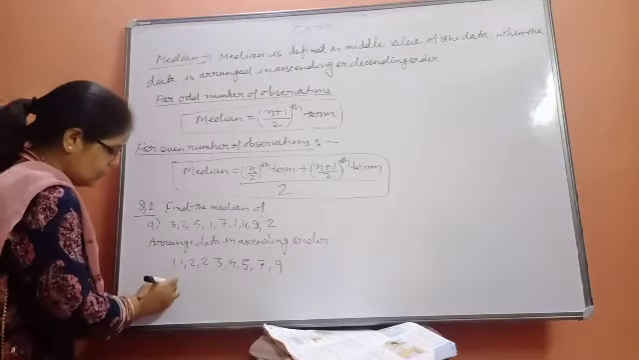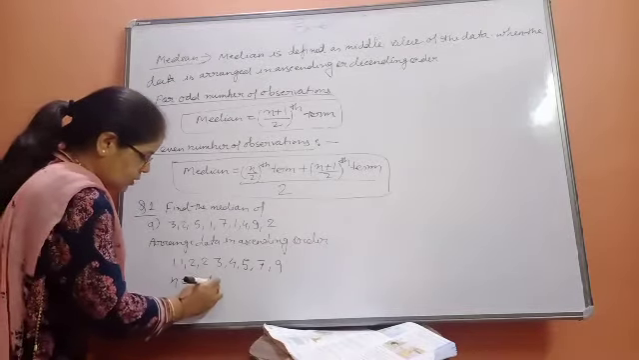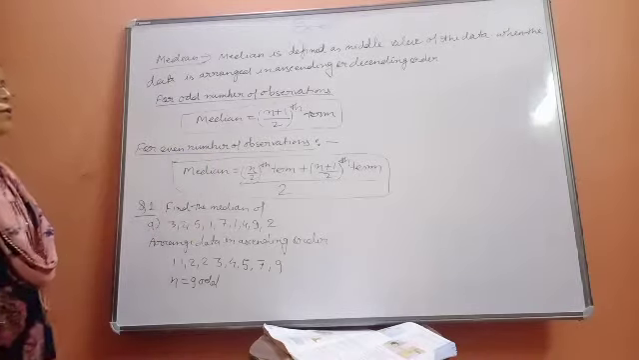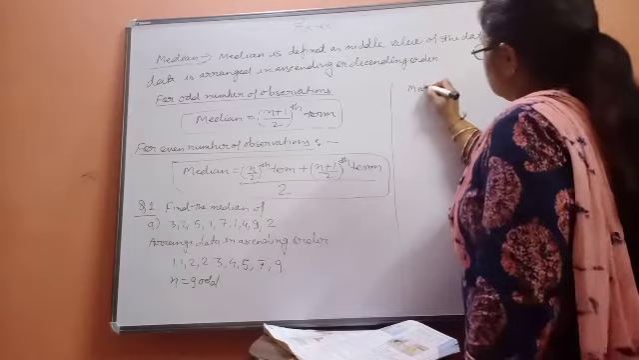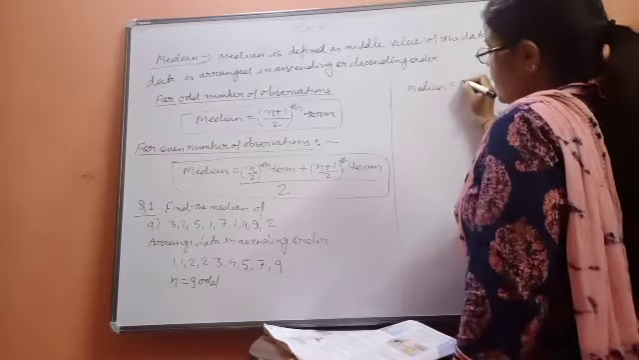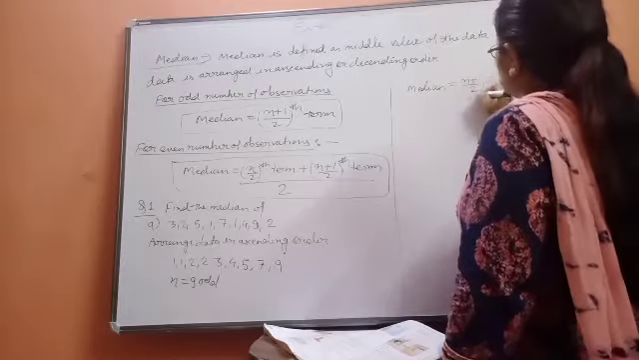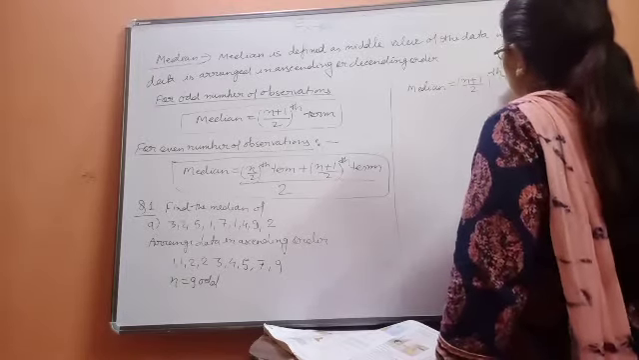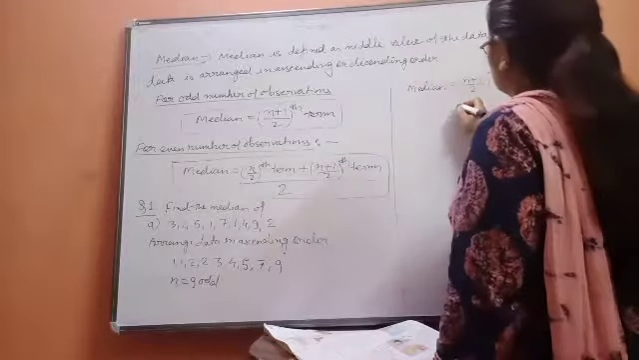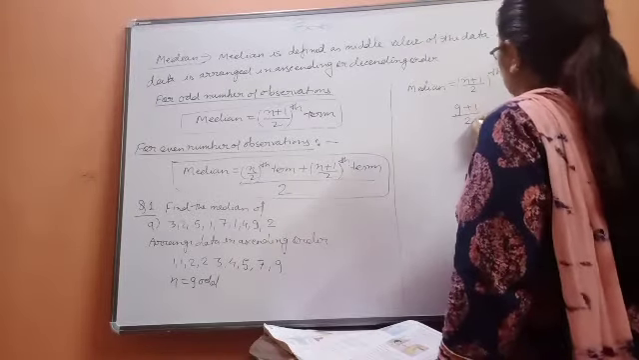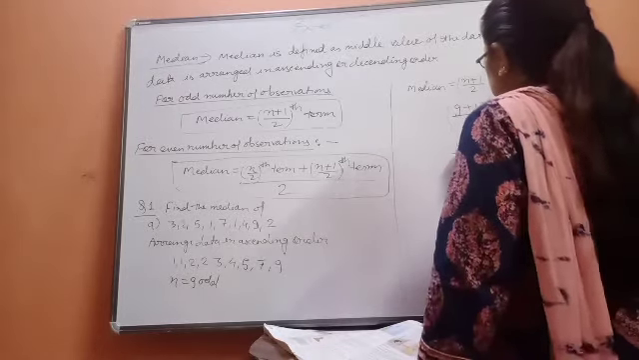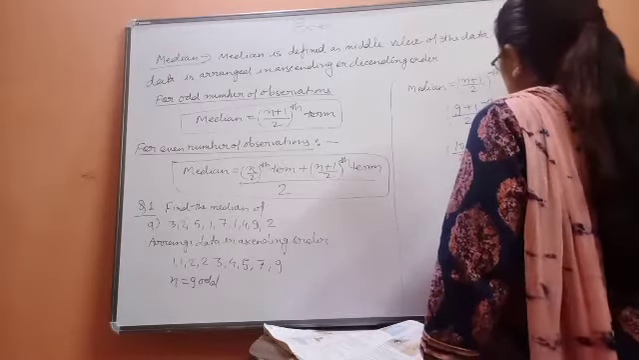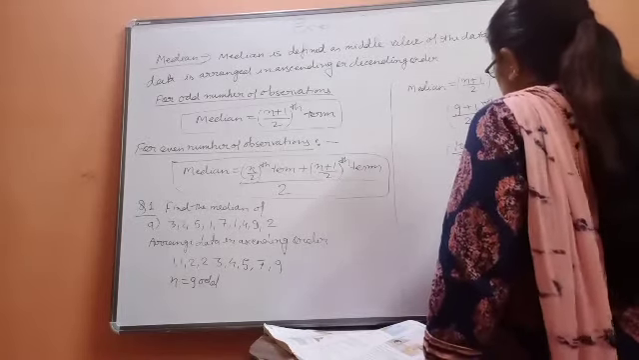So what is the value of n? n is equal to 9. And what is this? Odd. So which formula can we apply? This one. So how will you calculate the median now? Median is equal to the (n plus 1) upon 2 th term. What is the value of n, beta? 9. So 9 plus 1 upon 2 th term. 9 plus 1 means 10 upon 2 th term. So 10 upon 2 means the 5th term will be your median.